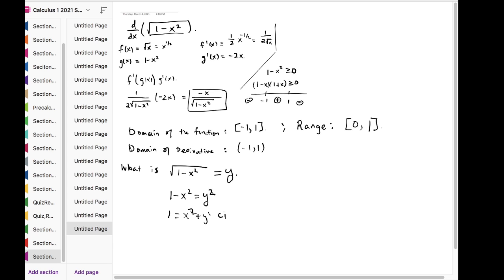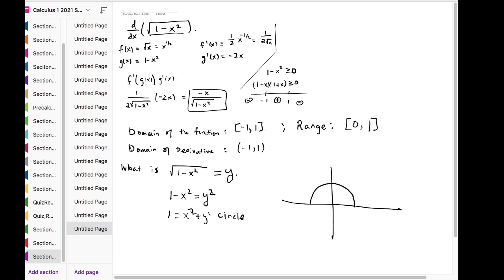Why is it a semicircle? Why was the correct answer a semicircle, not a whole circle? Yeah, it has to be positive because of the square root, right? There's no plus or minus for a function.